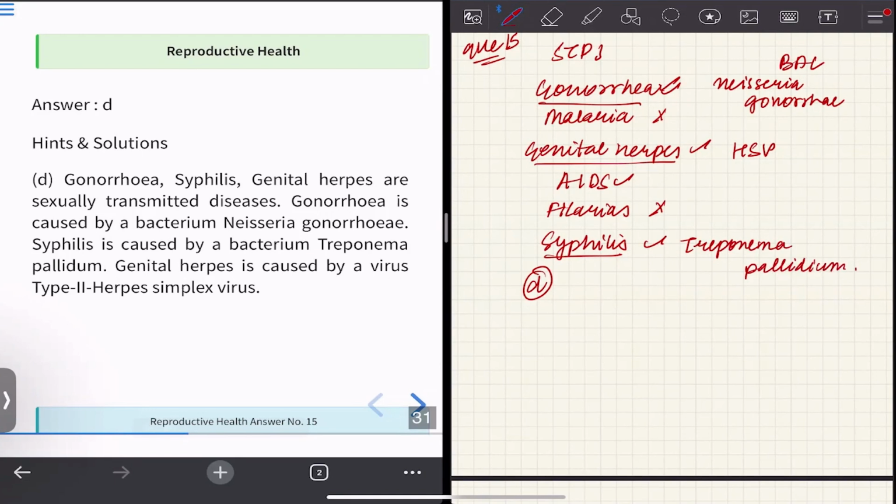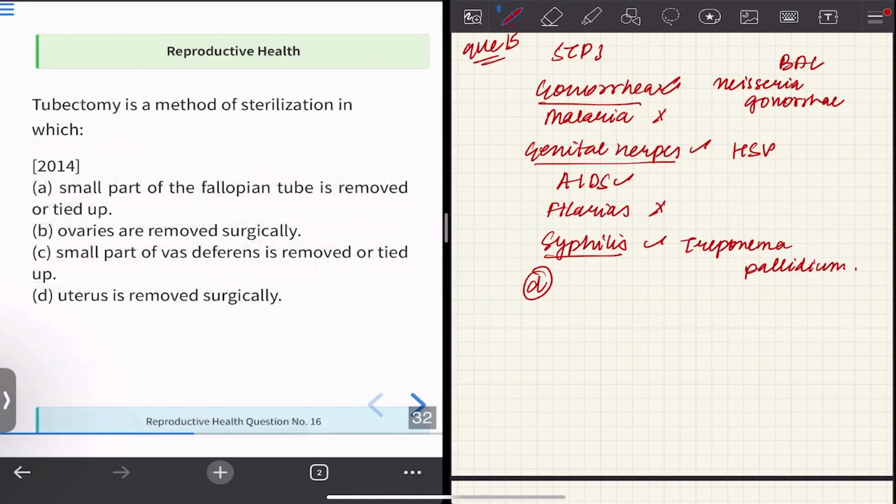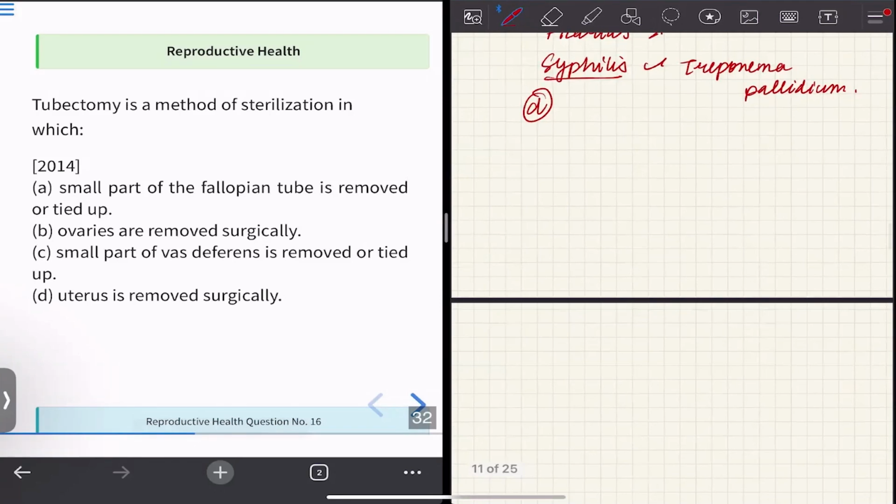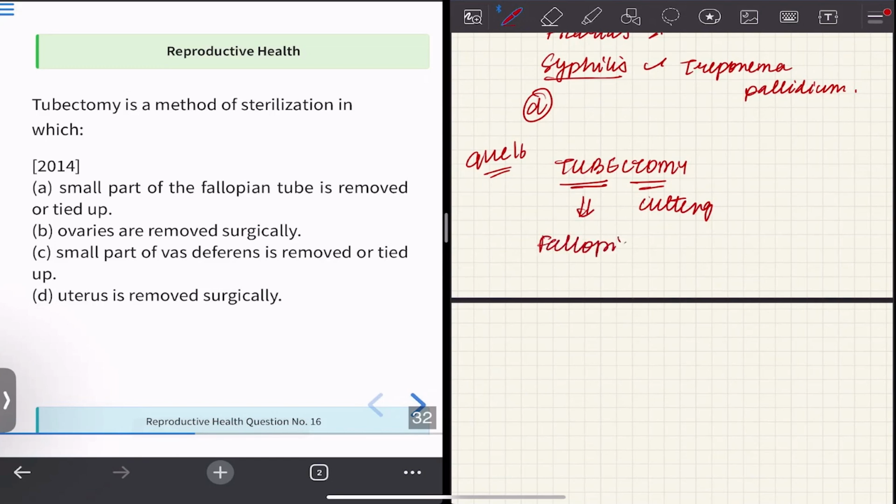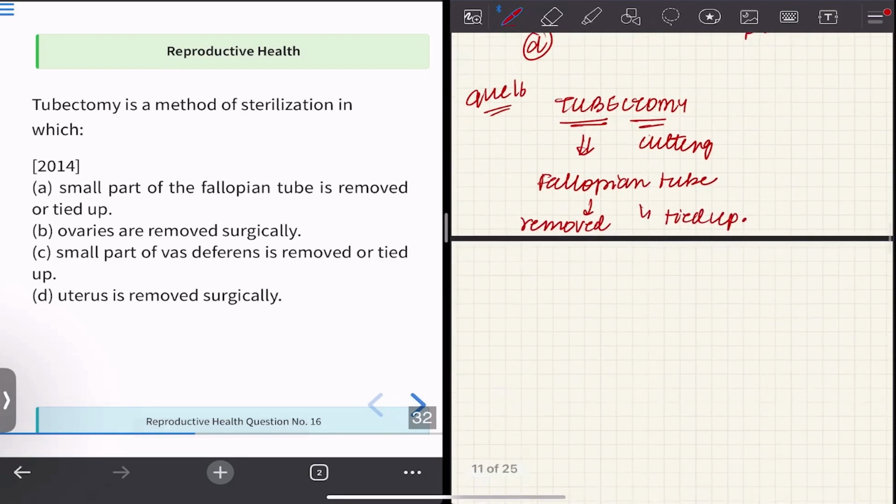Moving on to the next one, tubectomy is a method of sterilization, in which we cut the tube. What tube? Fallopian tube. So question number 16, tubectomy. Tomy means cutting or incision, and tube means fallopian tube. So in this, a small part of the fallopian tube is either removed or tied up. This is the correct answer, which is option A.